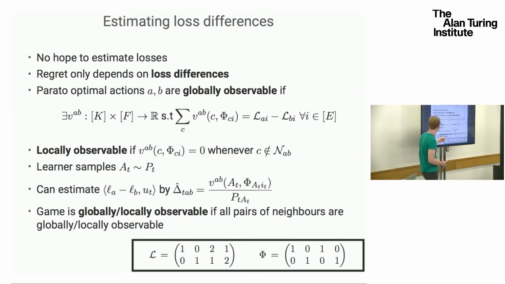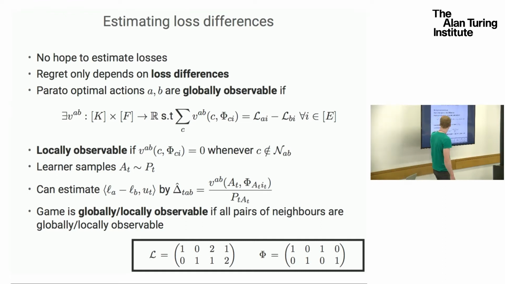And then what we want is the sum over all of the actions C that we could take. So this is the action that you actually took. And then we have this function V of C and the feedback. Okay, this should equal the loss difference no matter how the adversary played. This is sort of the condition that we need if we want to be able to estimate the loss differences.